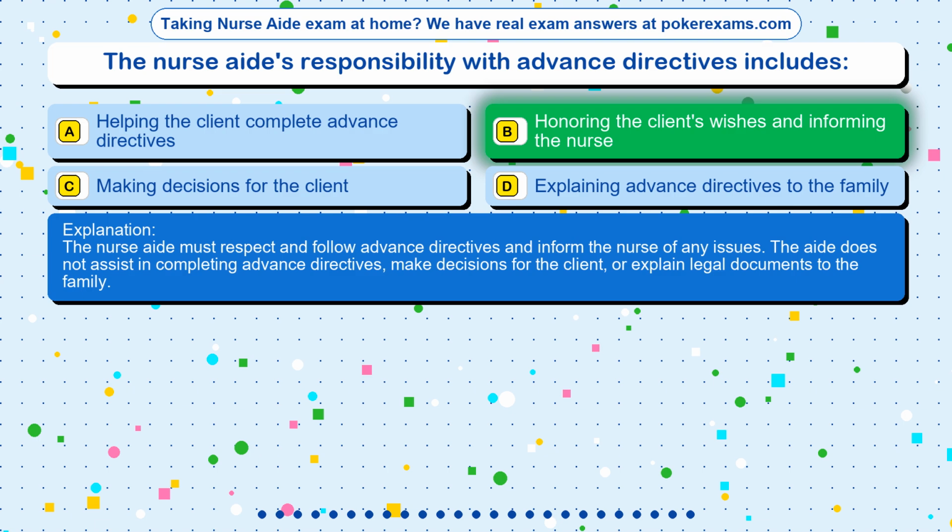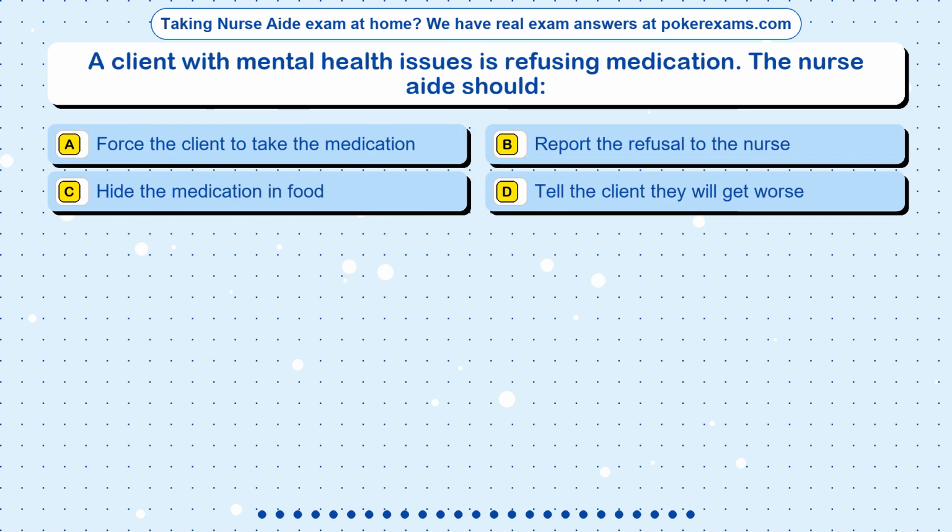Question 15. A client with mental health issues is refusing medication. The nurse aide should Option A. Force the client to take the medication. Option B. Report the refusal to the nurse. Option C. Hide the medication in food. Option D. Tell the client they will get worse.